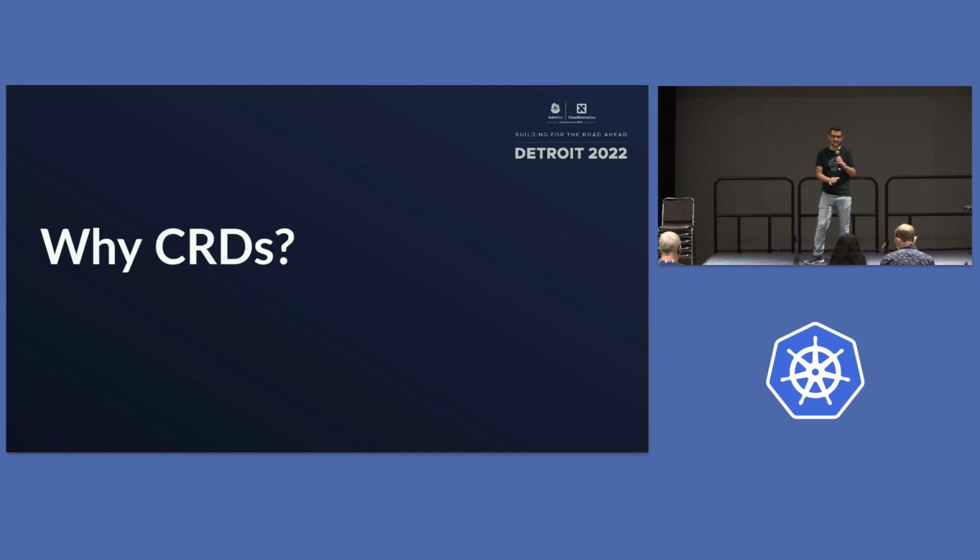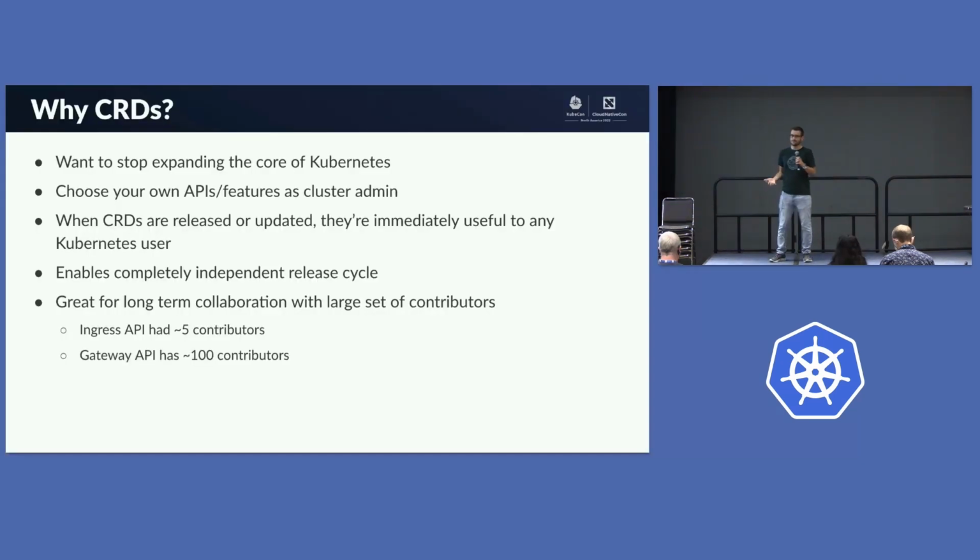Now, most of this talk is not going to be focused on Gateway API itself, but the high-level idea of using CRDs to build an official Kubernetes API, how that's gone, and things that maybe could have been better. So why would we build an official Kubernetes API with CRDs? I think a key idea here is that we want to stop expanding the core of Kubernetes.